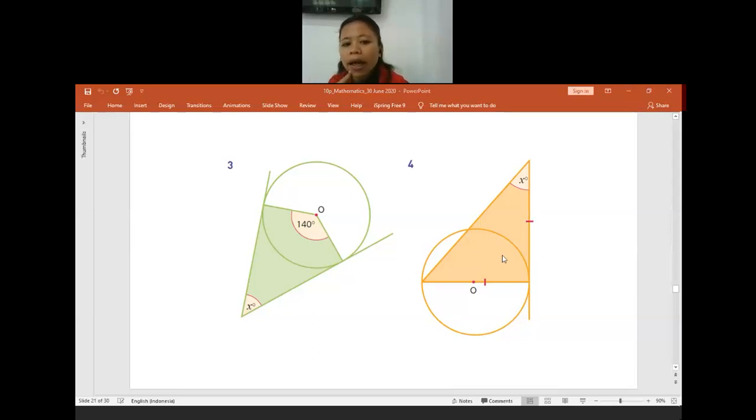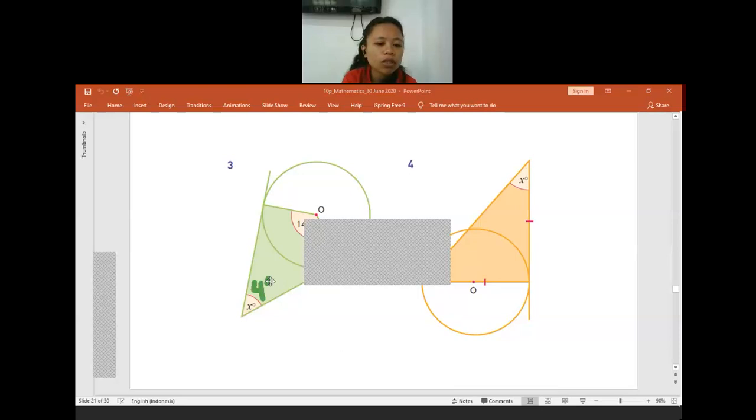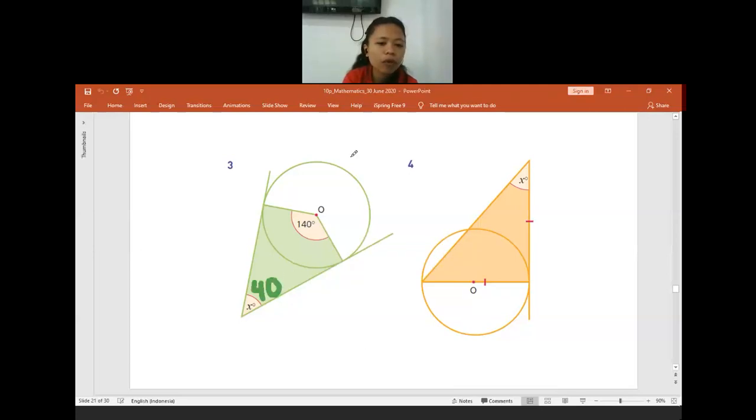If you have no difficulties, let us continue to question 3. How many degrees is angle X? 40. Okay. Is there anyone confused about how to get 40? No, for sure. Okay, if you have no difficulties, then I will not explain the steps to find 40 in question 3. Let us continue to question 4.